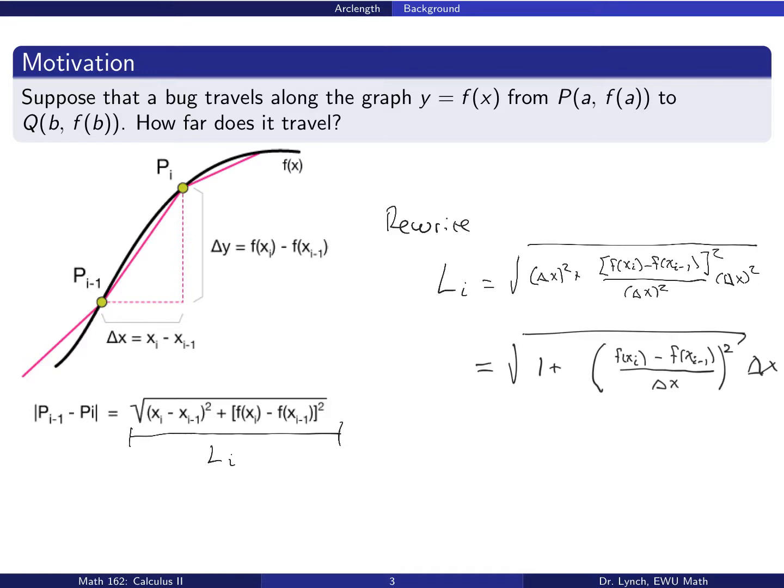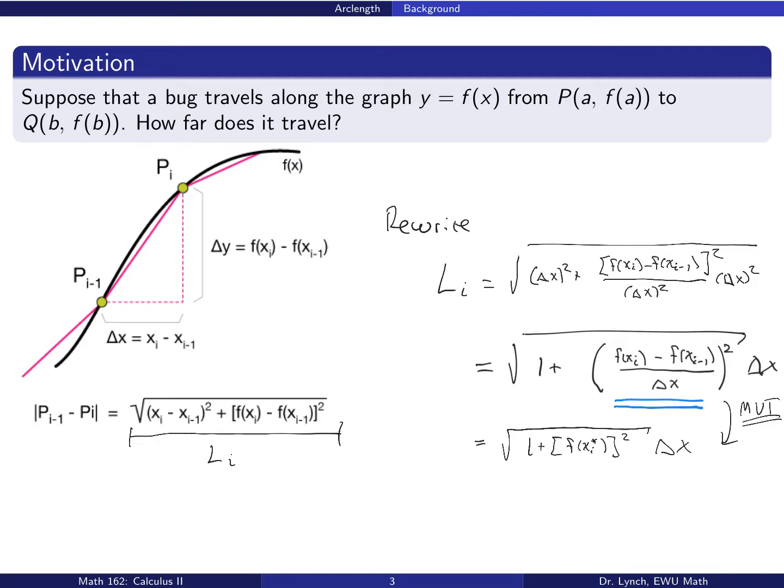After we do that, we see that this quantity here in parentheses is actually equal, by the mean value theorem, to f prime of x sub i star, where x sub i star is between x sub i minus 1 and x sub i. Again, this is due to the mean value theorem. The mean value theorem relates the slope of that secant line to the slope of a tangent line somewhere in between.